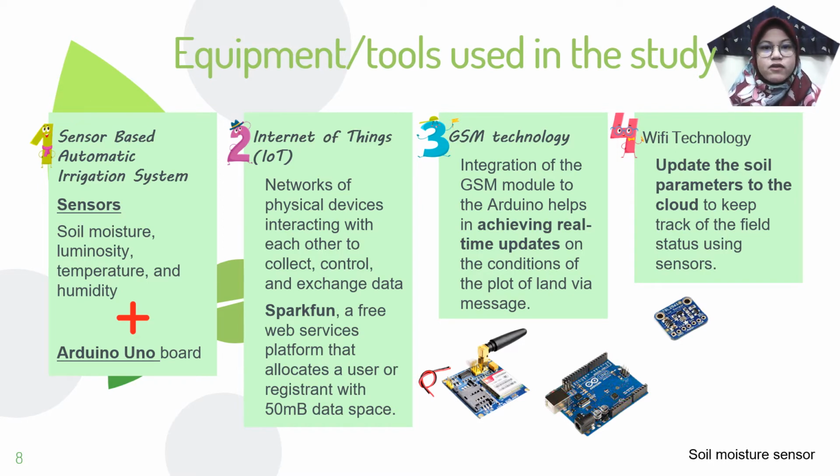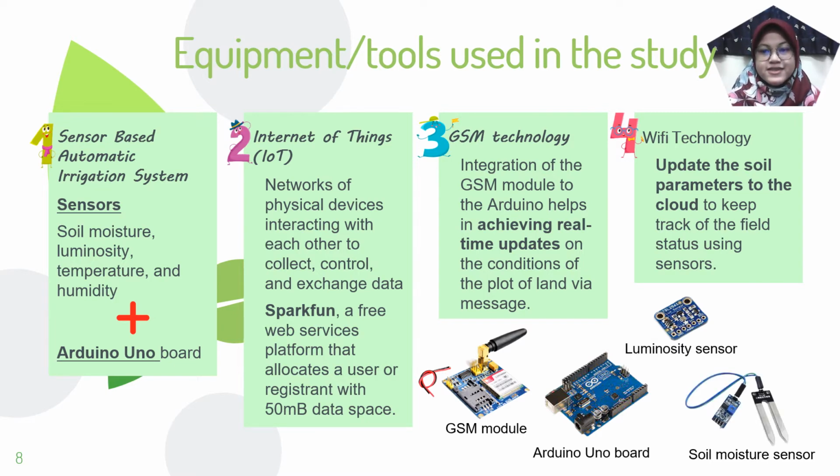And the second is the Internet of Things. It is a network of physical devices which interact with each other to collect, control, and exchange data. The smartphone is one of the web services that allocates a user or registrant with 15 MB data space. GSM technology is an integration of the GSM module with the Arduino Uno board, which helps in achieving real-time updates on the condition of the farm. And lastly, Wi-Fi technology to update the soil parameters to the cloud. The image below shows the GSM module, Arduino Uno board, luminosity sensor, and the soil moisture sensor.